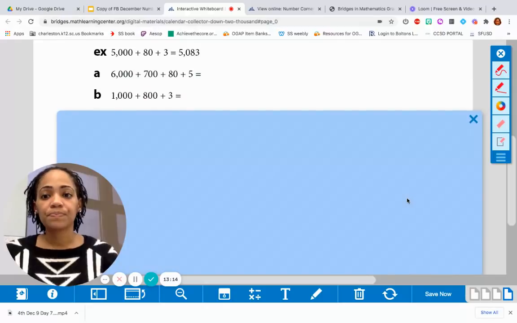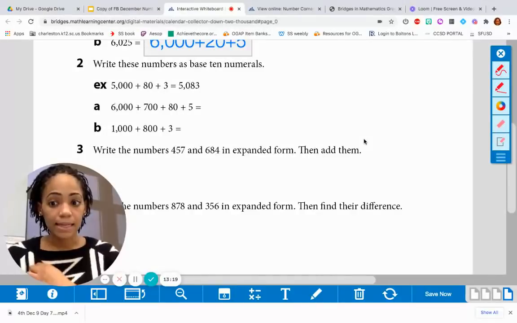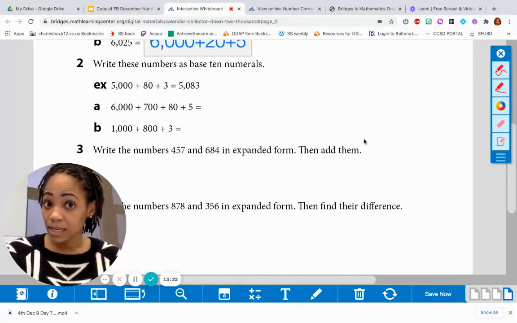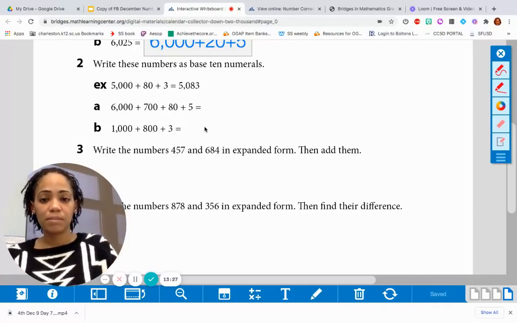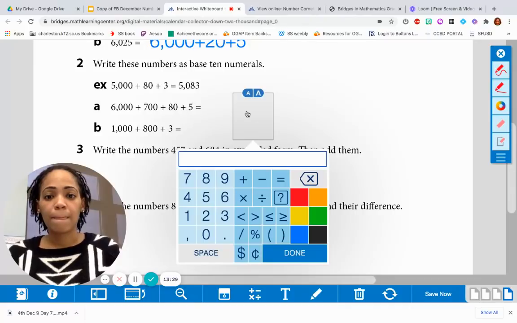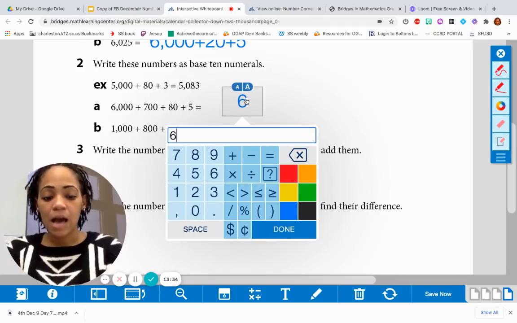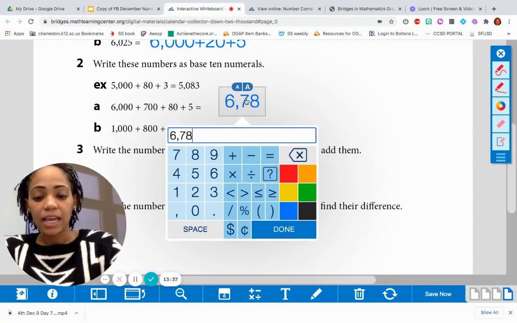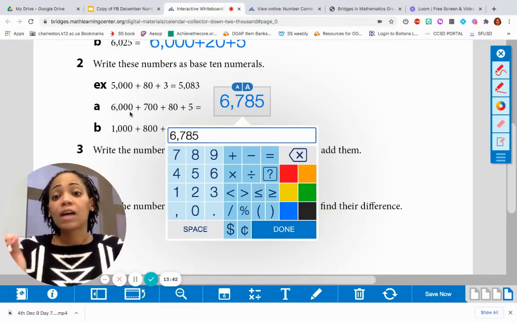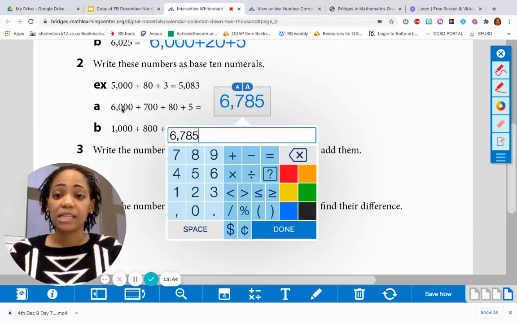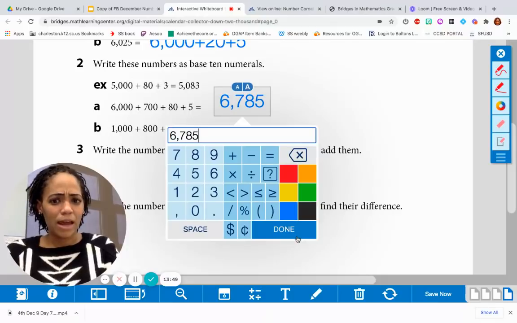Right, let's look at the first one. I guess I can get rid of this now because you have your workbook open, or at least you should, right? Okay. All right, so this number, 6,000 plus 700 plus 80 plus 5, what would I write? 6,785. That's how you would say that number. So instead of saying 6,000 plus 700 plus 80 plus 5, I would say 6,785. And that gives me a big hint on how I write that number.